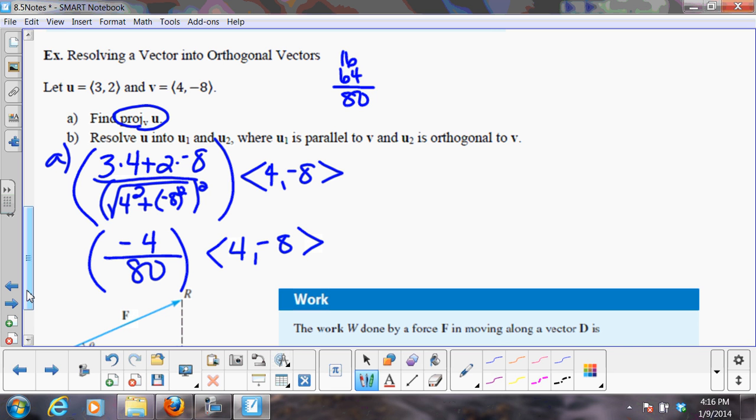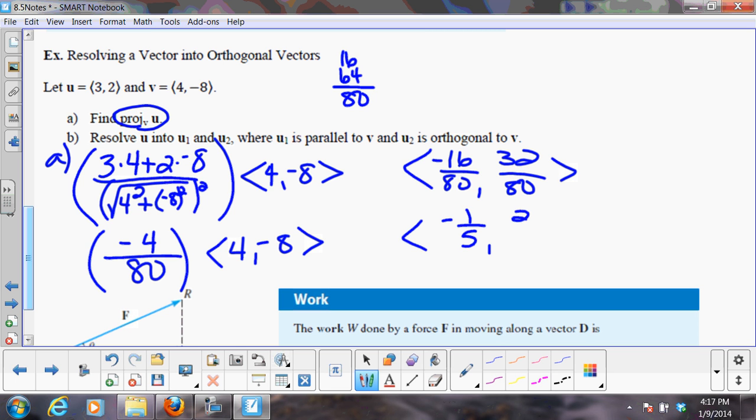So that negative 4 over 80 is actually a scalar. It's like one number. So we're going to distribute that in. So this ends up being negative 16/80ths and positive 32/80ths, which both can be reduced. So that's negative 1/5 and 2/5.